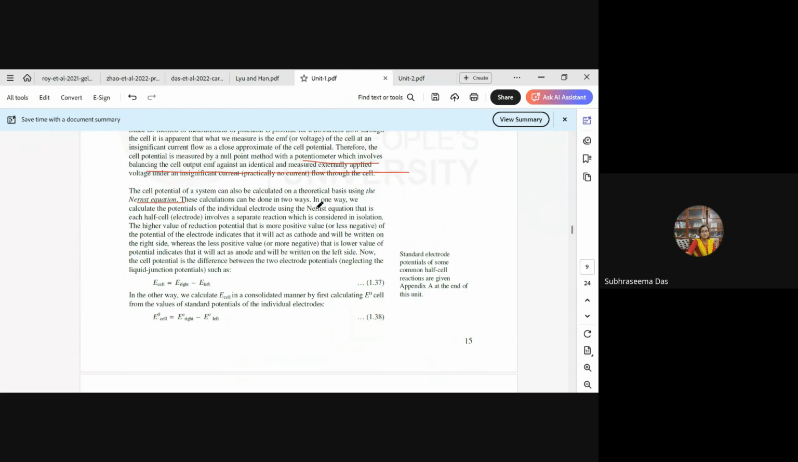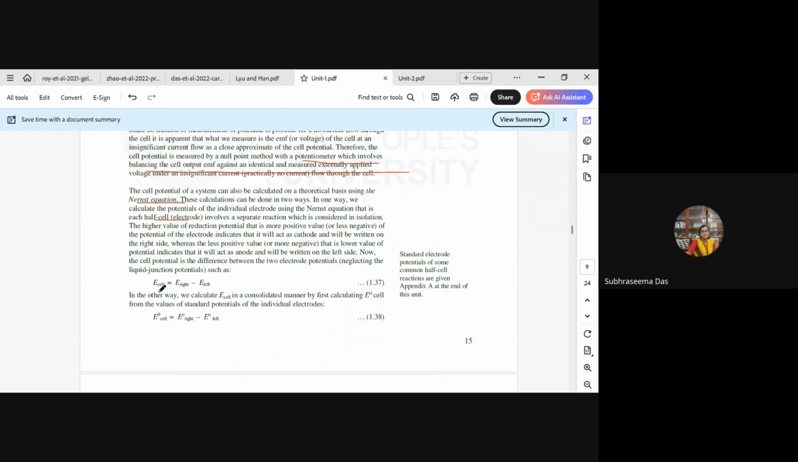This is the most commonly followed method. These calculations are done in two ways. In the first way, we calculate the potentials of the individual electrodes using the Nernst equation. That is, first we calculate the half cell electrode potential, which involves a separate reaction considered in isolation. The higher value of the reduction potential, that is the more positive value, indicates that it will act as the cathode and is written on the right side, whereas the less positive value indicates that it is the anode and is written on the left side.